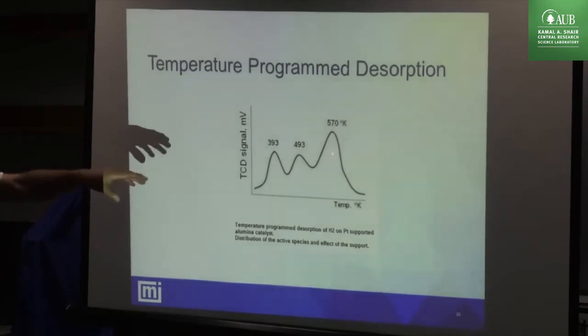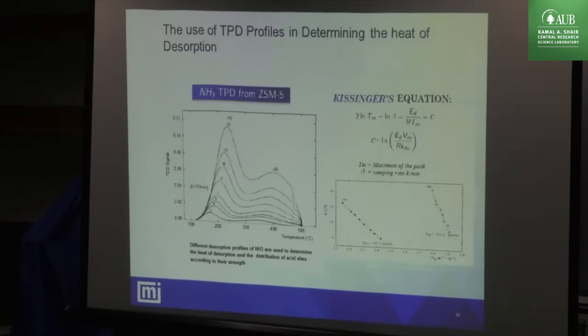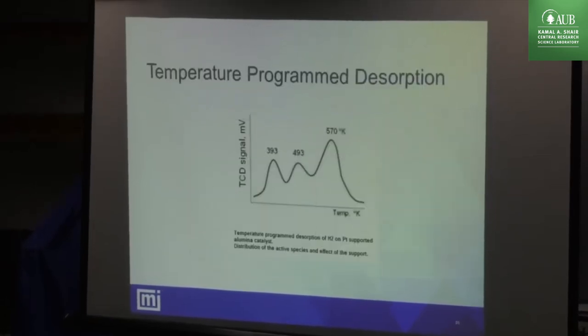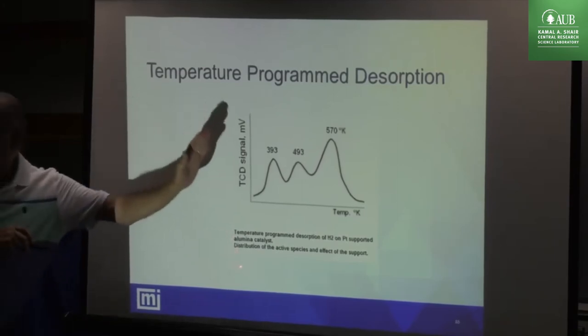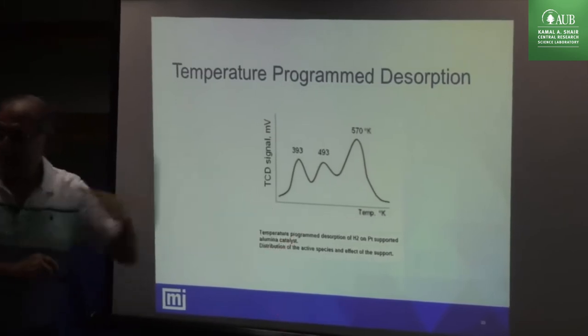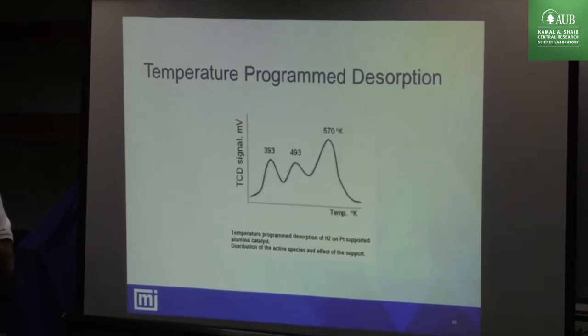Maybe this one here is 50% of the total. So I can tell myself I have only 50% of this catalyst active for my reaction if I work at this temperature. If I work here, I have only 50%. If I work here, I have nothing. If I work here, I have this and this. So I can tell how many active species I have for my reaction at which temperature I'd like to work. I can tell the temperature for my reaction, and how many active species I have.